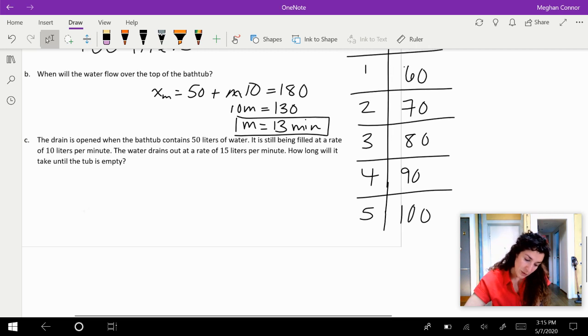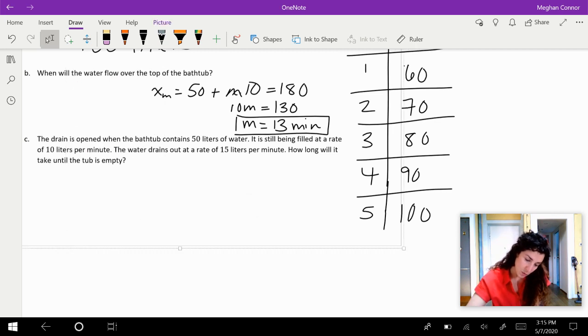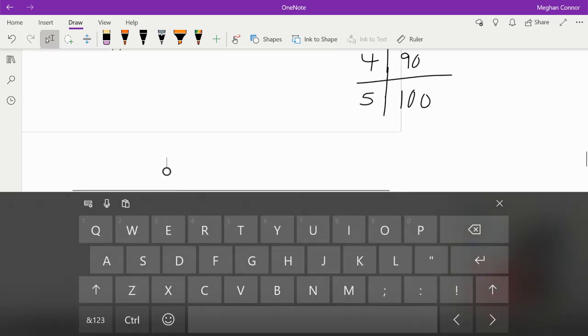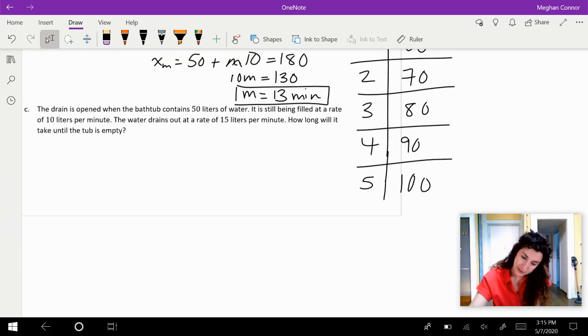The drain is open when the bathtub contains 50 liters of water. It is still, oh my goodness, it is still being filled at a rate of 10 liters per minute. The water drains out at a rate of 15 liters per minute. How long will it take until the bathtub is empty?